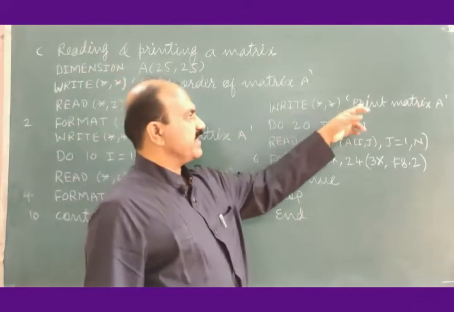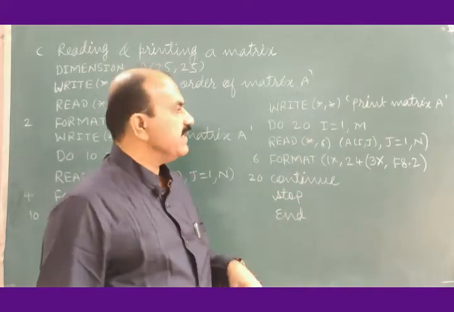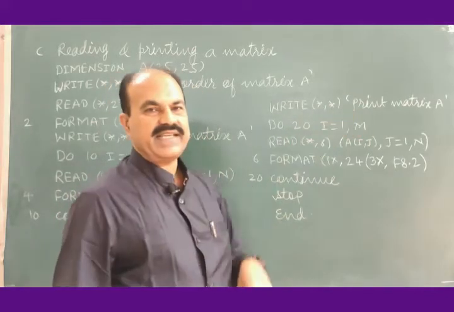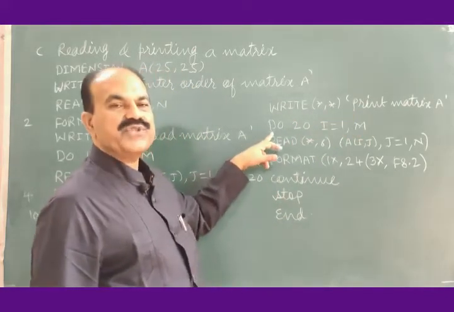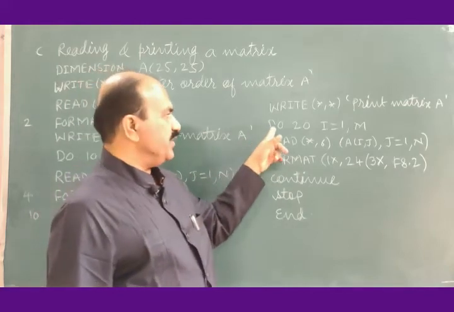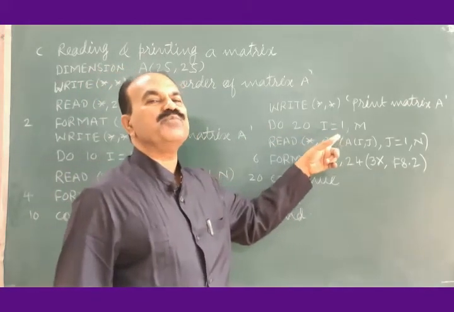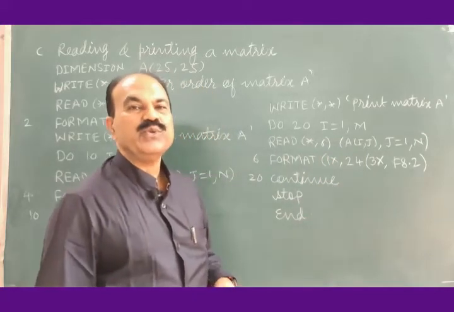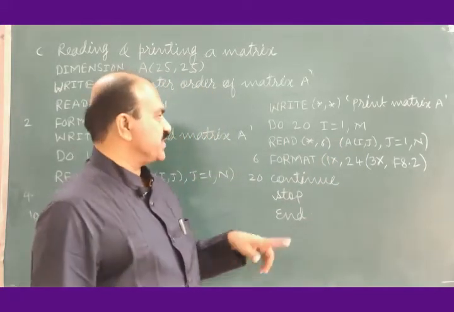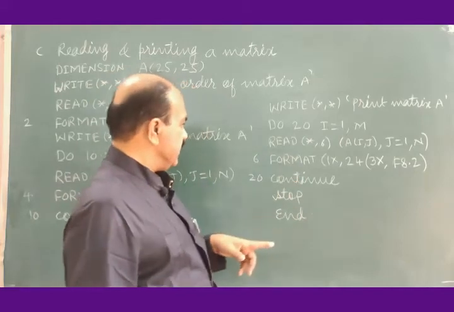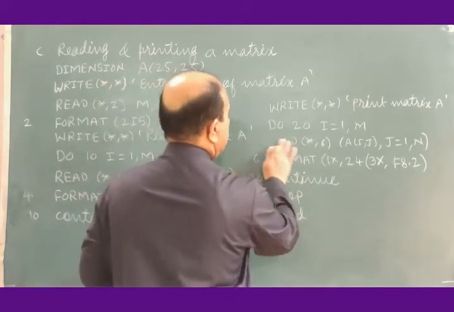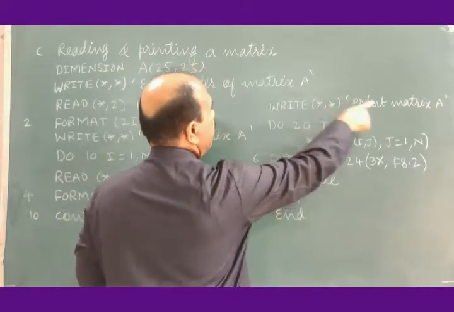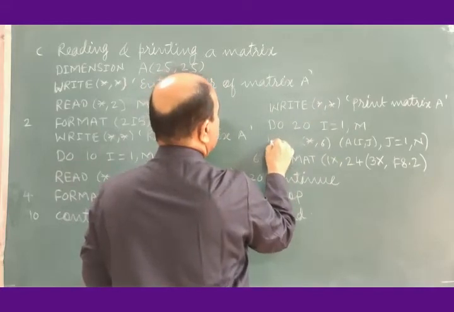Again a comment: print matrix A. Again I have used the third method. This do loop takes care of rows, this implied do loop takes care of the columns, and this is write, not read. We are printing, so it should be write.